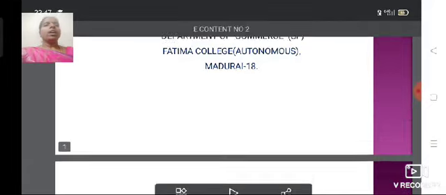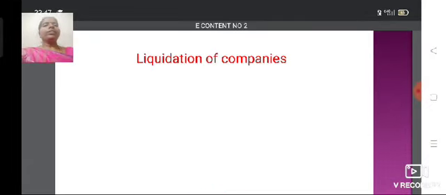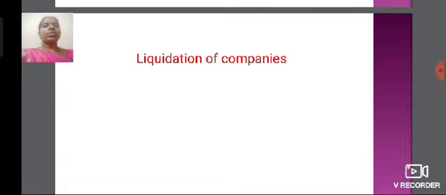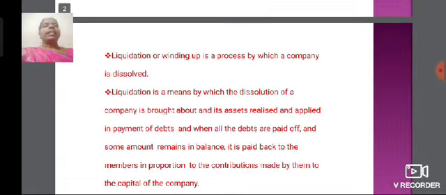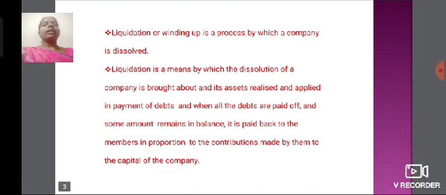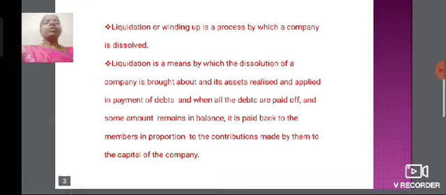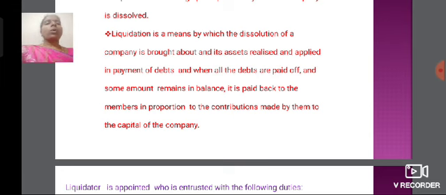Good morning to all. Today I am going to discuss liquidation of companies. Liquidation means winding up. It is a process by which a company is dissolved. In certain situations, a company or a firm may become insolvent. So in that case, liquidators will be appointed and entrusted with the duties to do all the liquidation process.